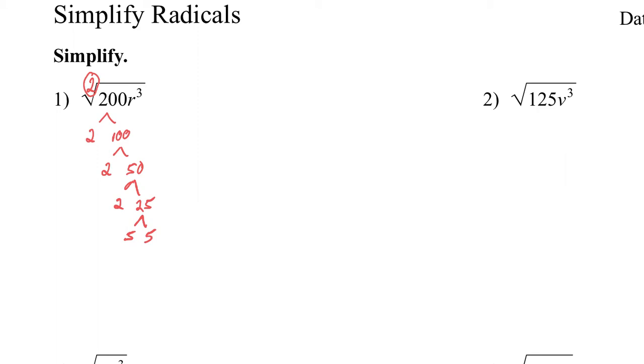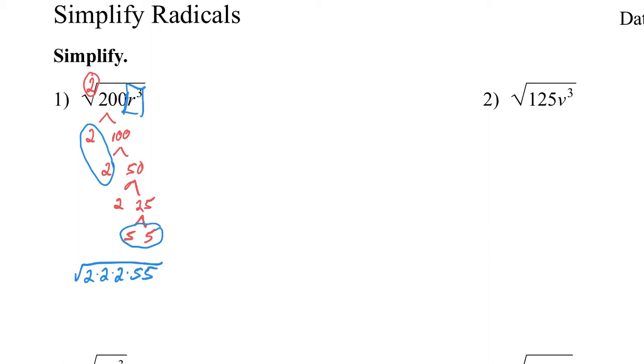And then what we're doing is looking for pairs of factors. So we have a pair of 2's and we have a pair of 5's. Whenever you square root a pair of numbers, it gives you that number. So what's going on here is this is the square root of 2 times 2 times 2 times 5 times 5. And then we got this r cubed. We'll worry about that in a little bit.